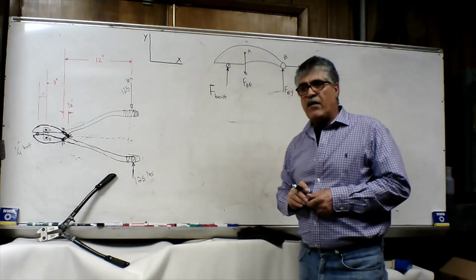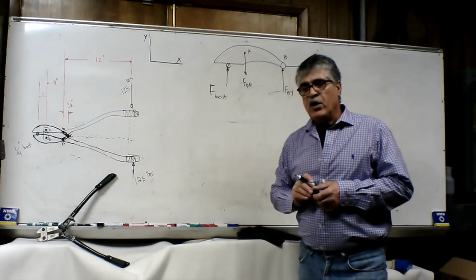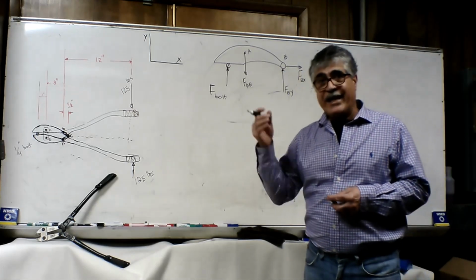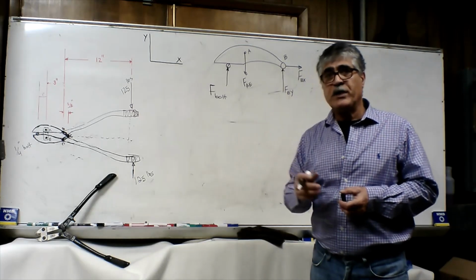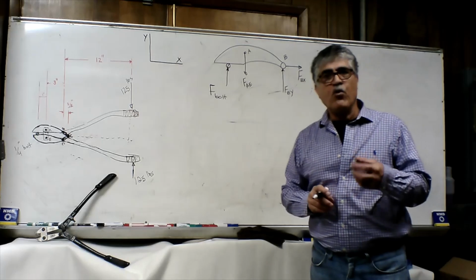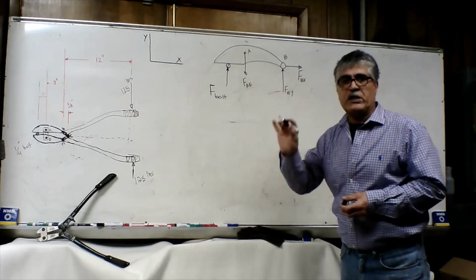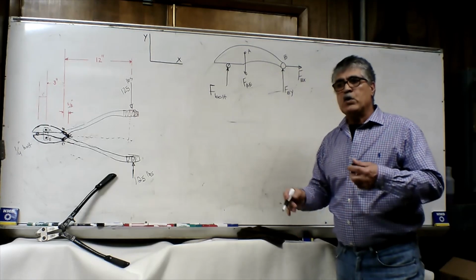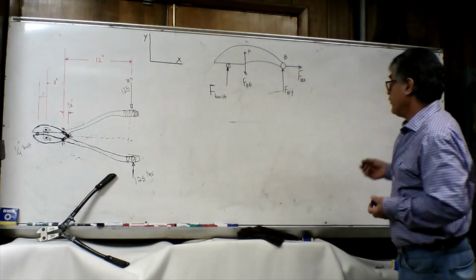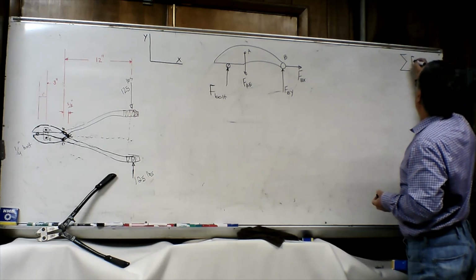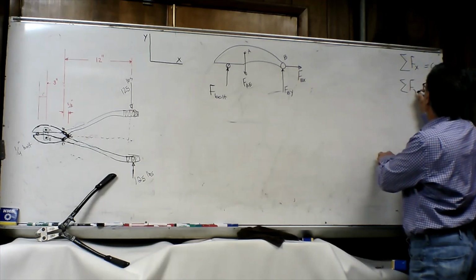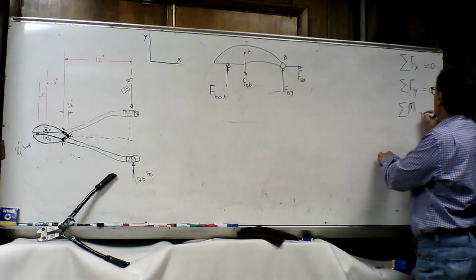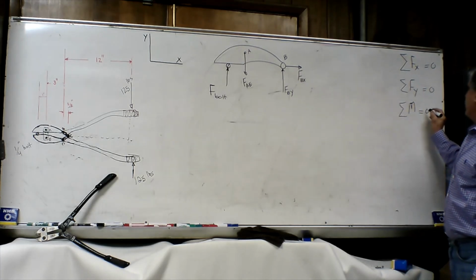In order for us to have a static equilibrium, the summation of all the forces in X direction must be equal to 0, summation of forces in Y direction must be equal to 0, and summation of moment with respect to any point in our system must be equal to 0. So these are the conditions for static equilibrium: summation of forces in X direction must be 0, summation of forces in Y direction must be 0, and summation of moment with respect to any point must be 0.